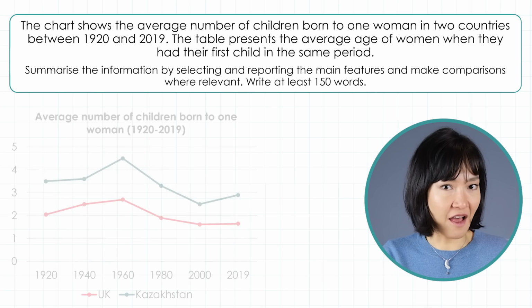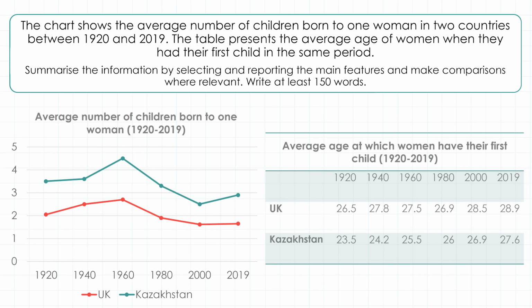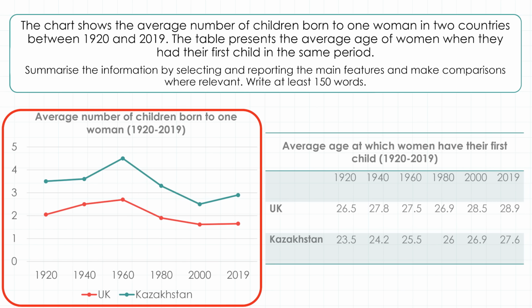And we have a line chart on the left and a table on the right. Let's have a look at the line chart first. Average number of children born to one woman, and we have a time period from 1920s all the way to 2019. So we have a 100-year period. And we have the data for 2 countries, the UK in red and Kazakhstan in green.